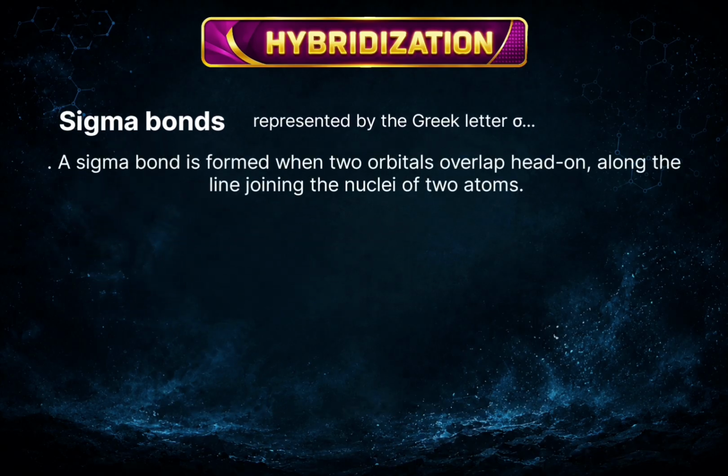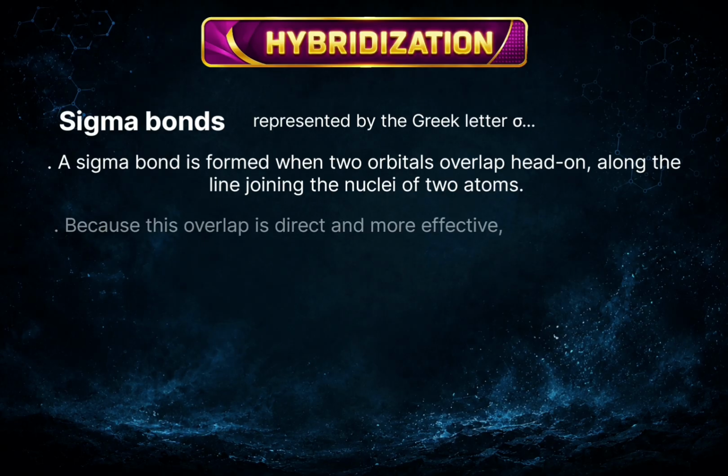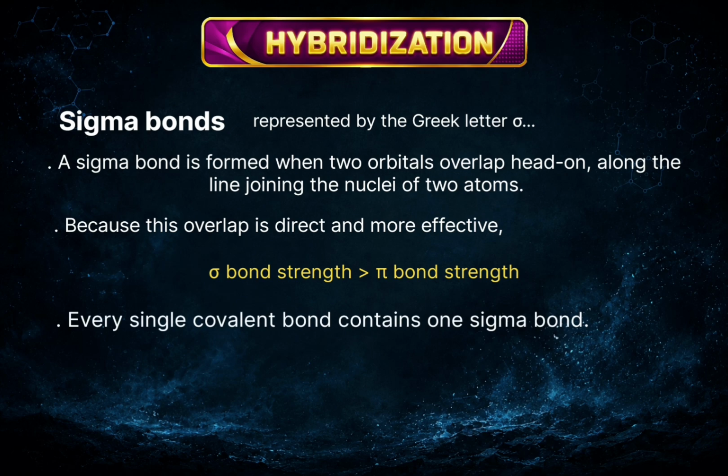A sigma bond is formed when two orbitals overlap head-on, along the line joining the nuclei of two atoms. Because this overlap is direct and more effective, sigma bonds are generally stronger than pi bonds. In fact, every single covalent bond contains one sigma bond. That means a single bond consists of one sigma bond.